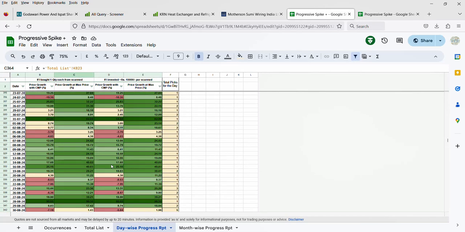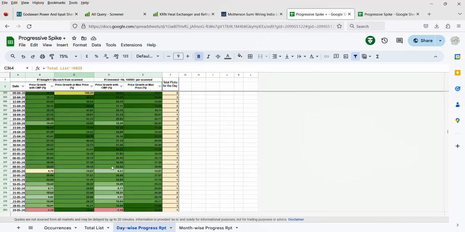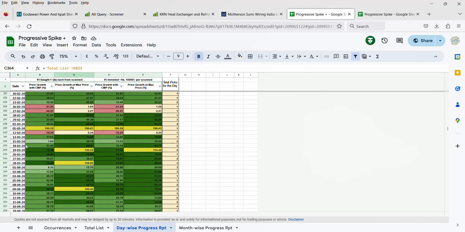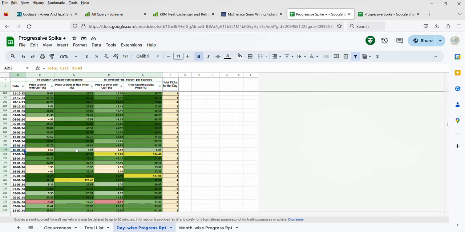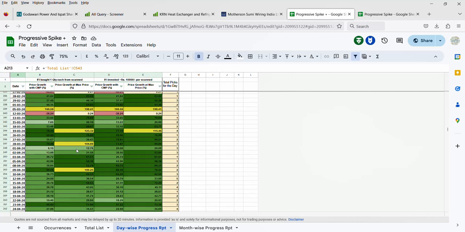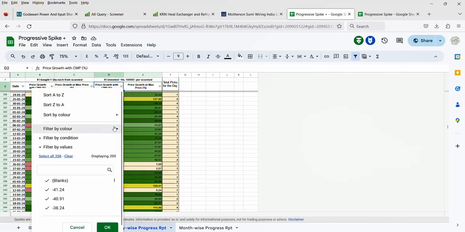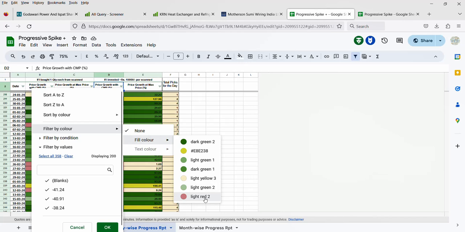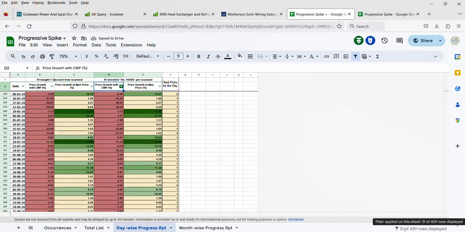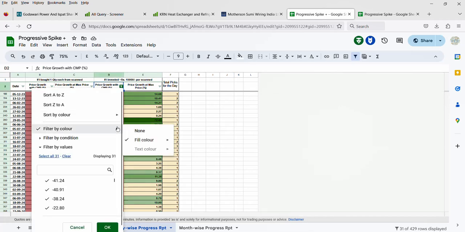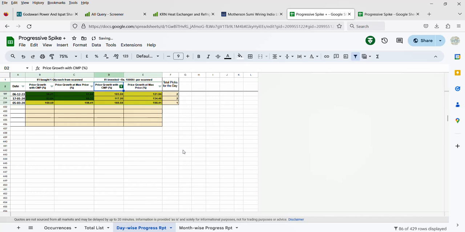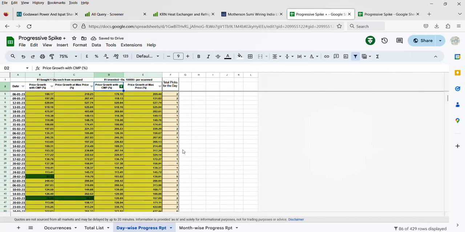For recent picks, if you scroll up from the bottom, you can find that the March picks and January picks have substantially grown. If you filter it and see, out of 429 days screened, 31 days it has failed. So almost 90% of the time it has proven.